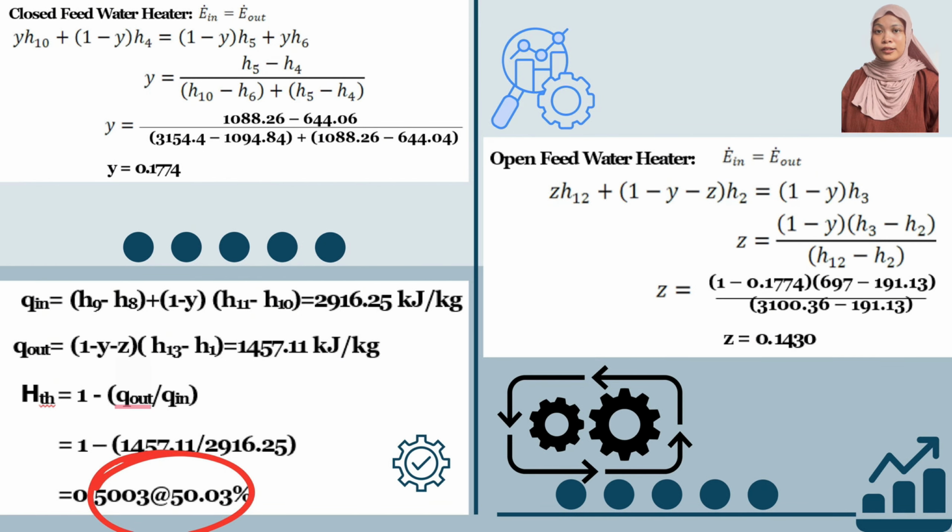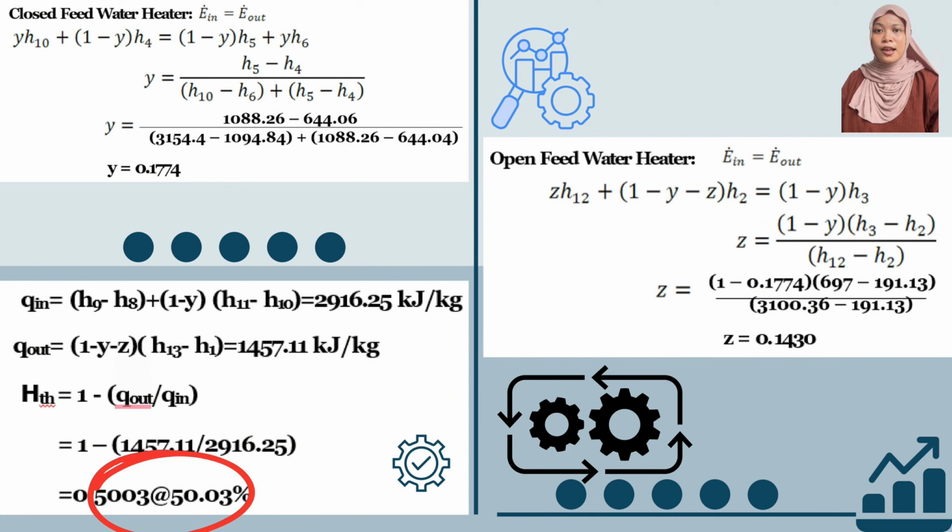In the closed feedwater heater, a portion of steam is extracted from the turbine and used to heat the feedwater. This improves the overall thermal efficiency of the cycle by reducing the amount of fuel required to achieve the same steam generation. This ensures that the energy entering the system equals the energy leaving the system, accounting for the extracted steam fraction y and the enthalpy of each state. In summary, the closed feedwater heater utilizes y equal to 0.774, which is 17.74% at 4 megapascal of the turbine steam to preheat the feedwater efficiently.